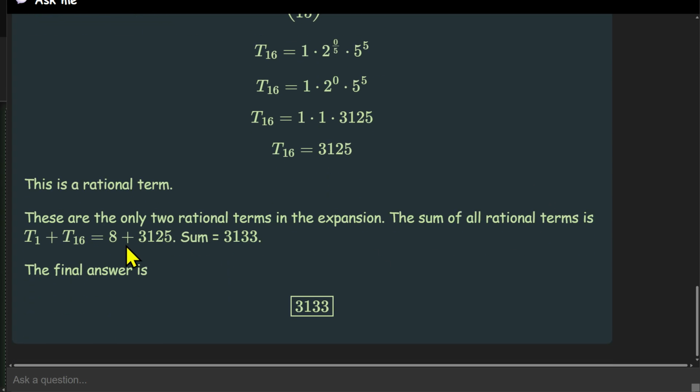T1 आ गया 8 और 3125, दोनों को मिला के आंसर आ गया 3133. द सम ऑफ ऑल रैशनल टर्म्स इन द expansion, there are two rational terms. The final answer of this question is 3133. सही है. नेक्स्ट.